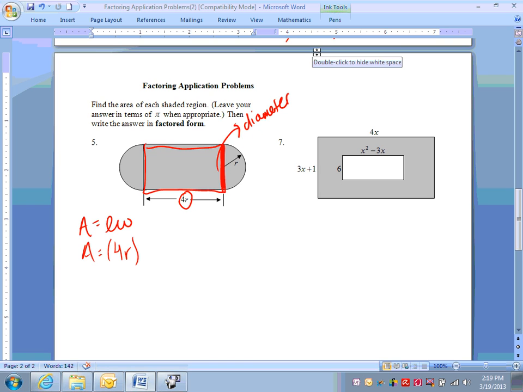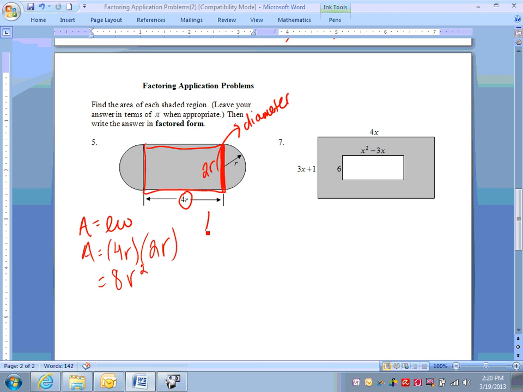What is it, Valerie? I can't remember, but I know the radius is half of the diameter. So if the radius is half the diameter, the diameter is 2 times the radius. So the width of our rectangle is 2r. The length is 4r and the width is 2r, since it's the diameter of the circle. It's 2 times the radius. This now becomes 8r squared. So the area of our rectangle in this problem is 8r squared.